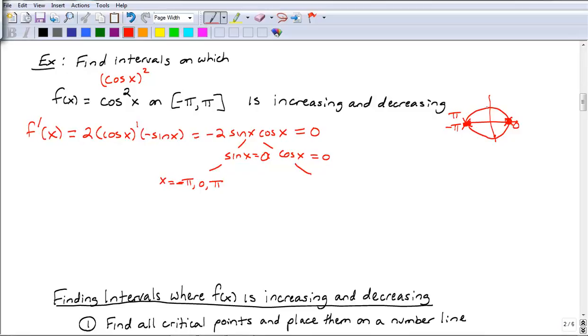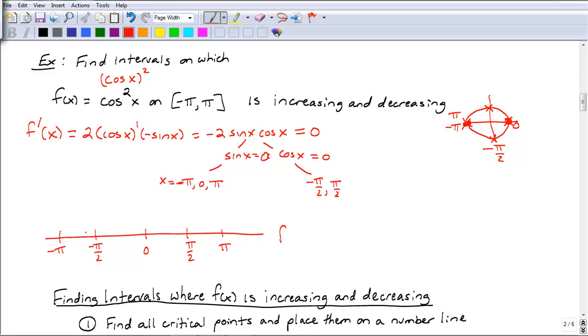Where does the cosine x equal 0? Here and here. Well, this is 3 pi over 2, but I got to think about this as negative pi. If that's negative pi, then that's half a negative pi, negative pi over 2, and pi over 2. Those are my critical points. So I put them on a number line. Negative pi over 2, 0, pi over 2, and pi.